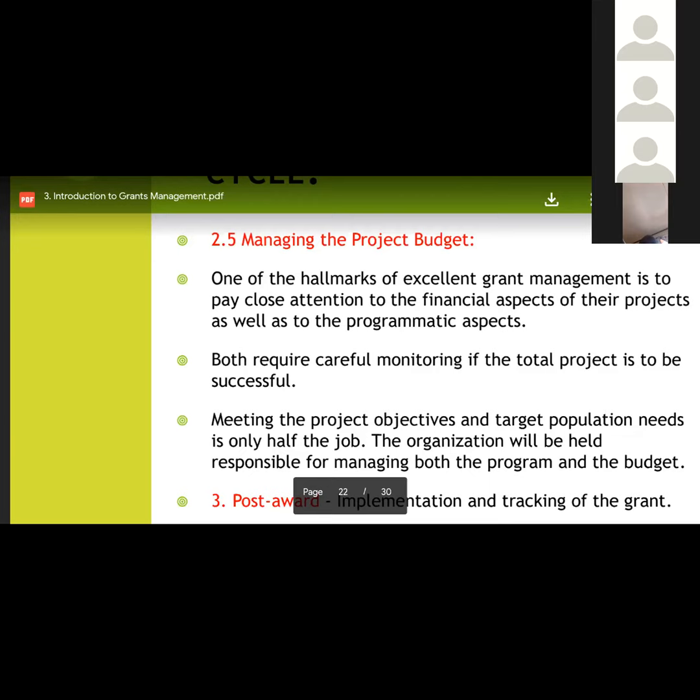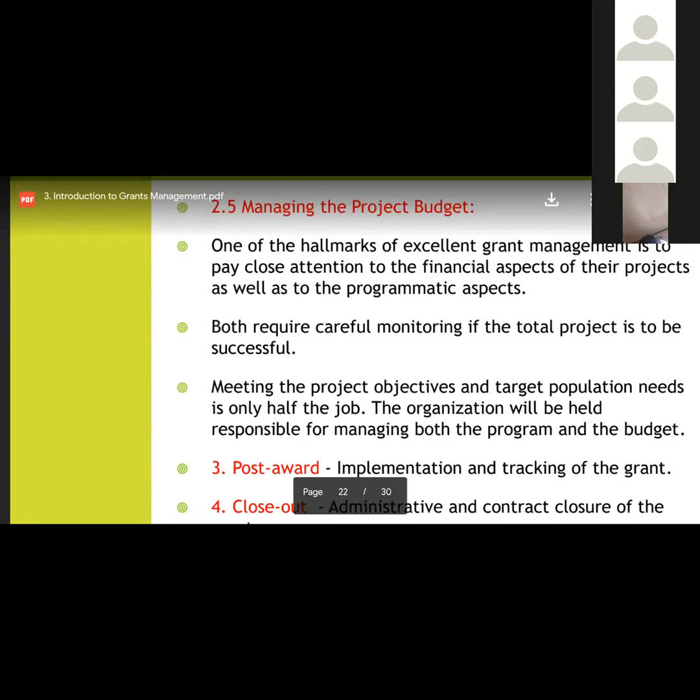Then again, meeting the project objectives and the target population needs is only half the job. The organization will be held responsible for how it manages the program and also the budget. So it's very important to understand that as well.